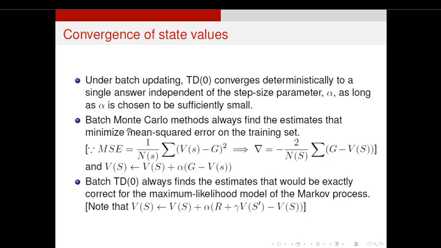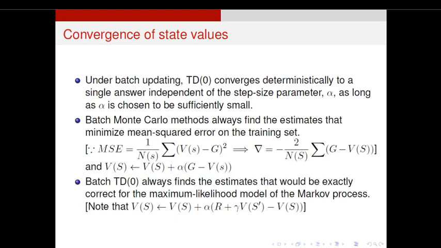Okay, now batch Monte Carlo method always finds the estimates that minimize the mean square error on the training set. Now we bring back our machine learning terminology, the mean square error and training set, etc. Here, training set means the number of different episodes the agent tries to learn state values from, using the complete return. That is the meaning of training set here.